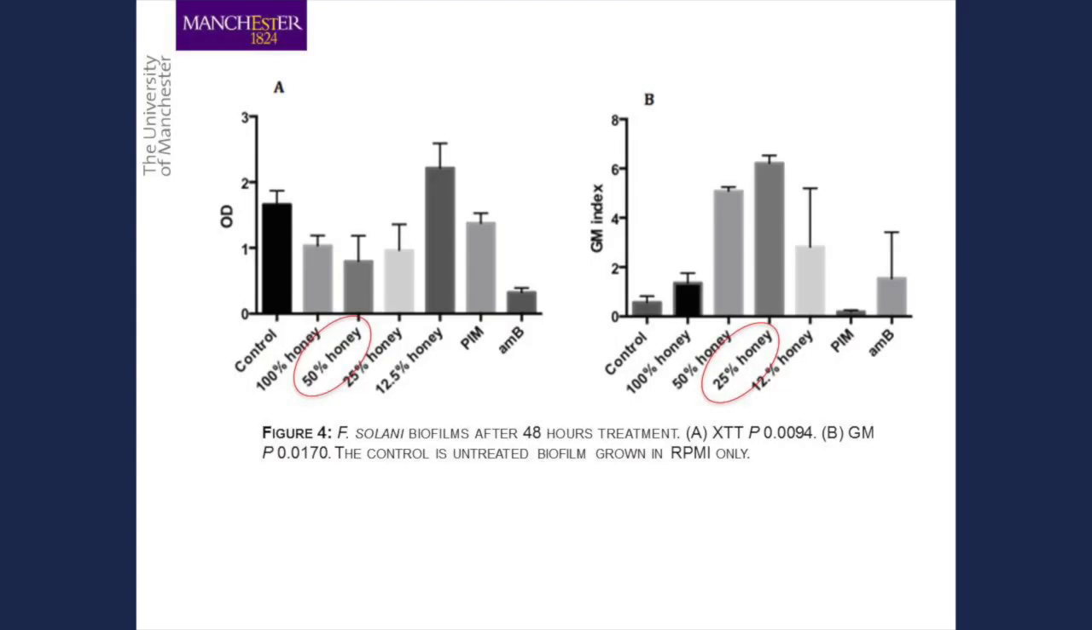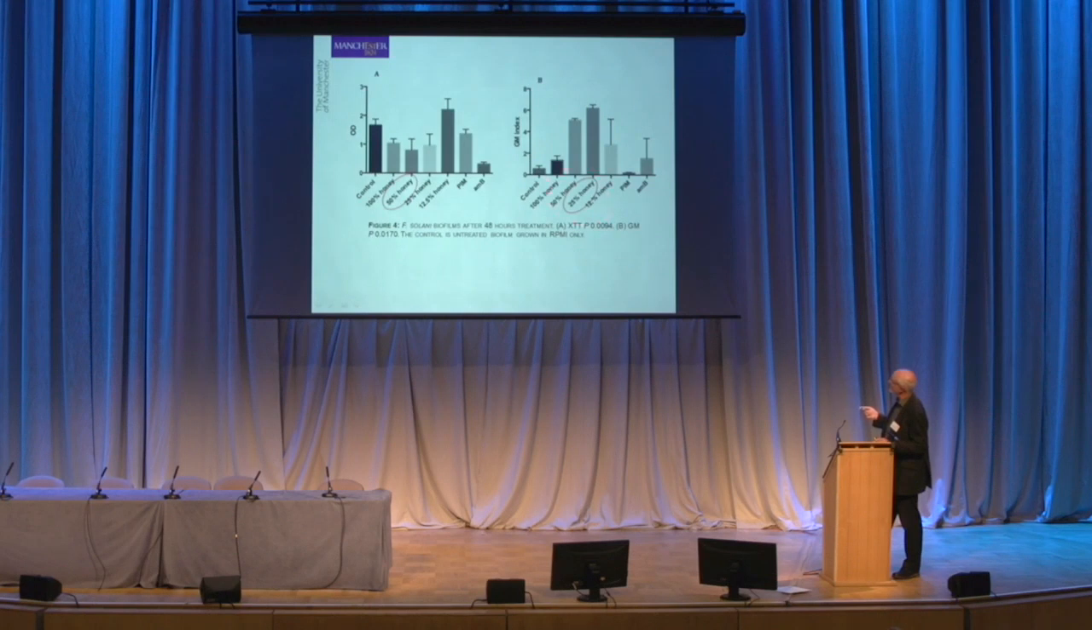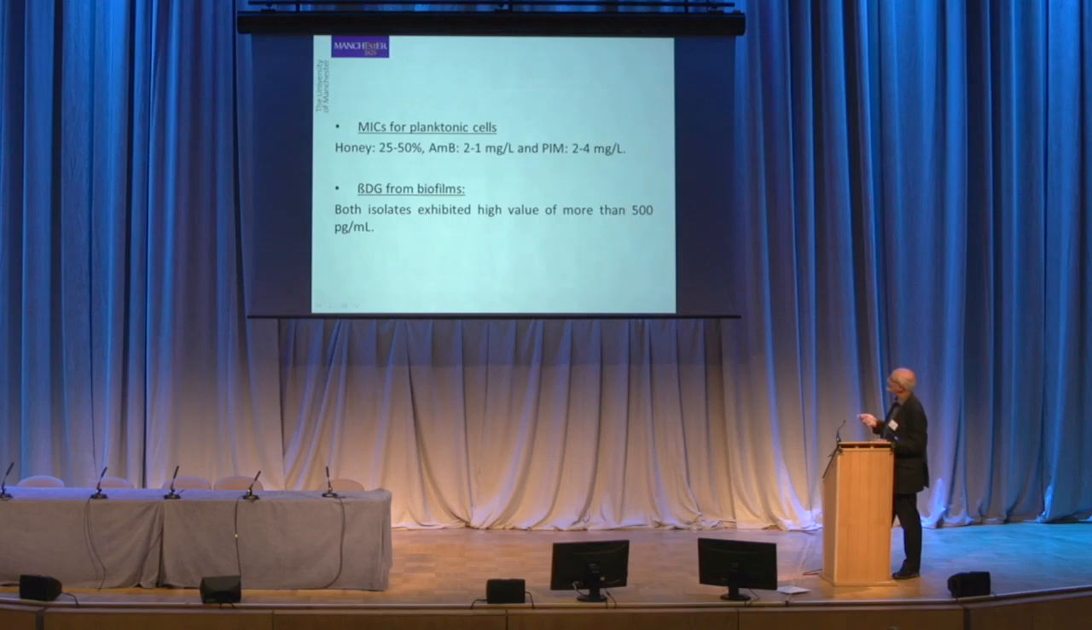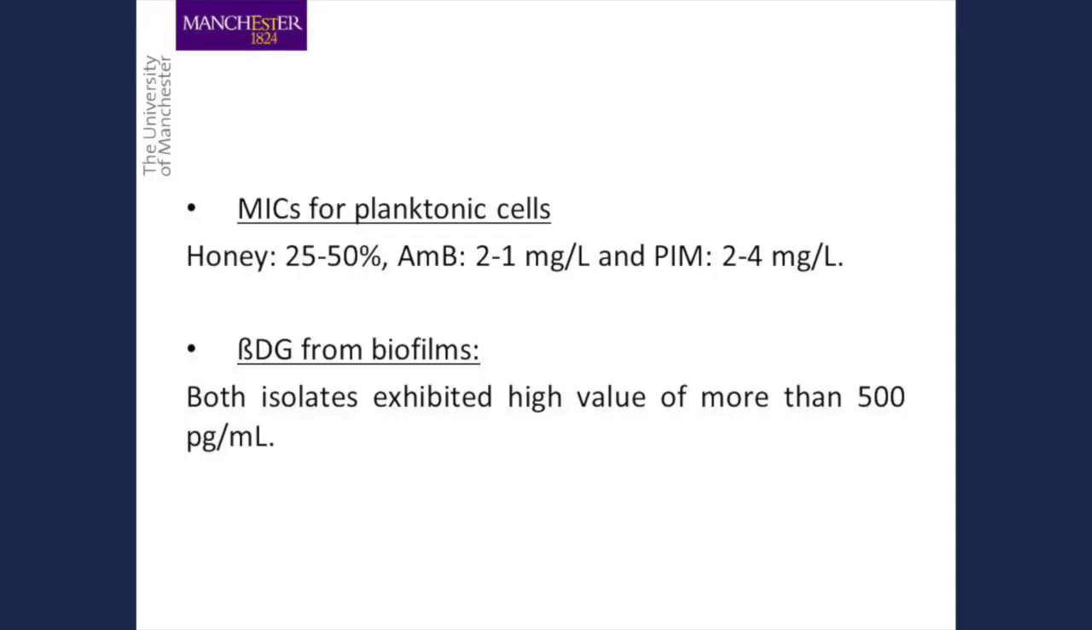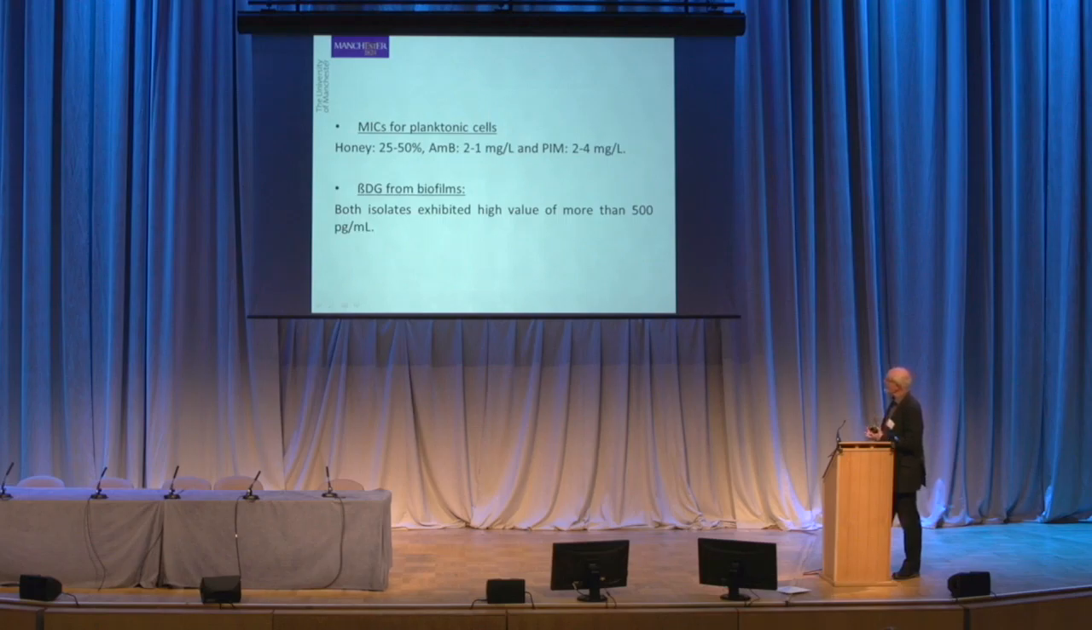And then finally, looking at the XTT assay with Fusarium solani in this sort of way, again, the lower concentration of the honey seemed to be the most active, and inversely was the most efficacious in disrupting the galactomannan from within the cell wall of the organism. In terms of MICs, we can see here sort of reasonable results of the honey compared with amphotericin B and natamycin, and also the release of beta-1,3-D glucan from the biofilms. The honey seemed to release the glucan, and that was shown by these very high levels of glucan released from the biofilm surface.